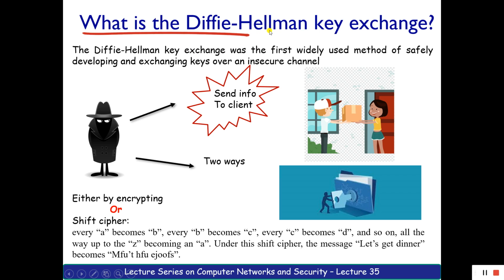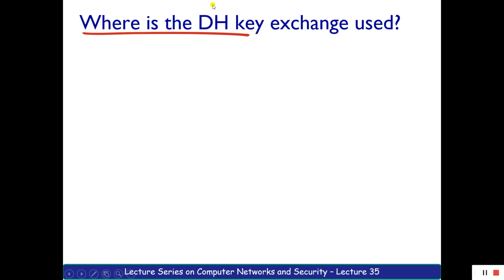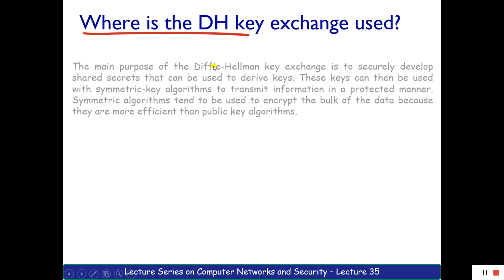Diffie is different and Hellman is different. They both are mathematicians who formed this particular kind of key exchange. Now, where is this DH key exchange used?